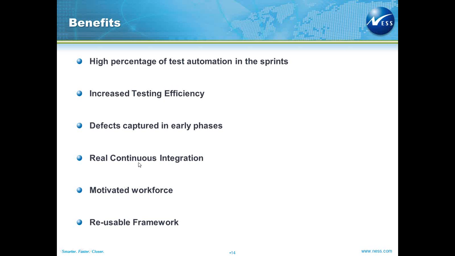You are doing real continuous integration. By enabling automation right in sprint one, you are ready to run the automation scripts on any build that comes. You can implement real continuous integration only because you have automated such a huge number of test cases, and you should be able to run them every time.